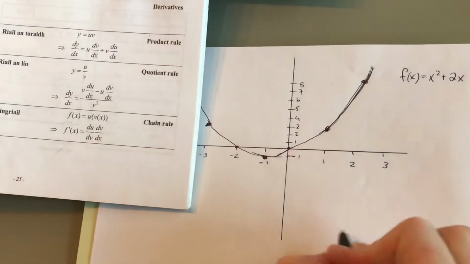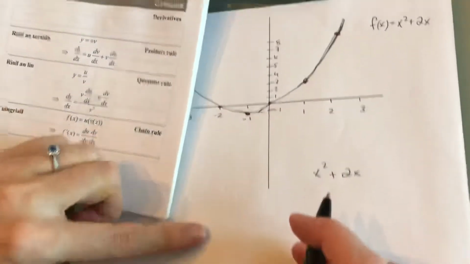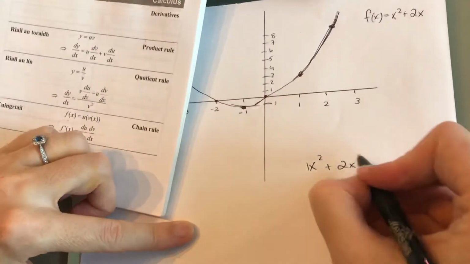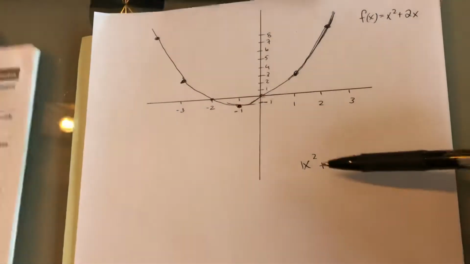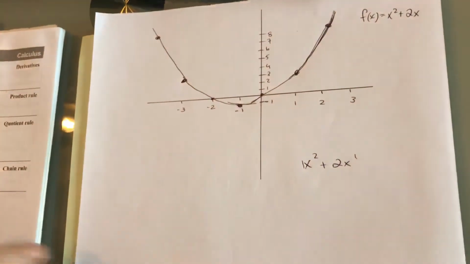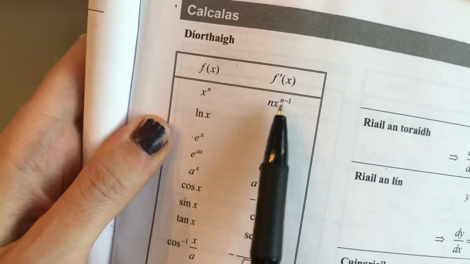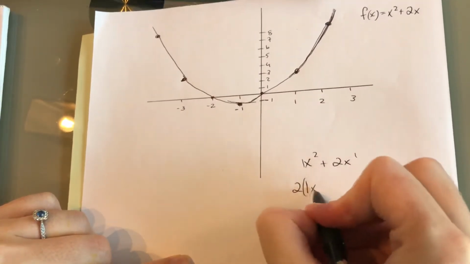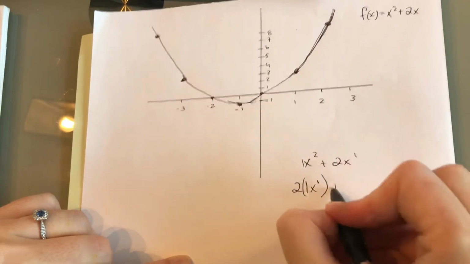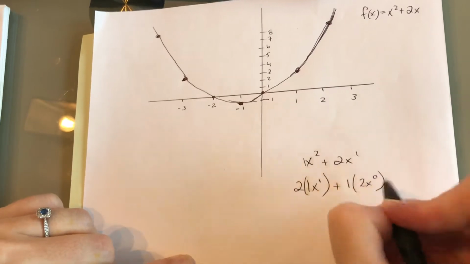So my function is 1x squared plus 2x. So that's, let's say, 1x squared plus 2x to the power of 1. Do I have a variable where the power is a number? Yes. So it tells me, bring the power down in front, subtract 1 from the original power. So the 2 goes down in front, and I subtract 1 from the original power. Plus, the power goes down in front, so 1 this time, and I subtract 1 from the original power.